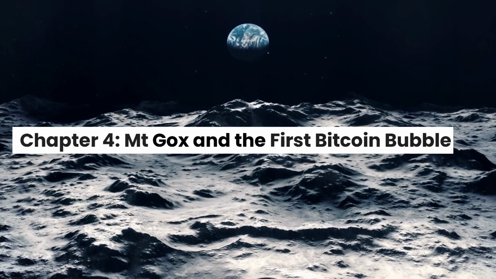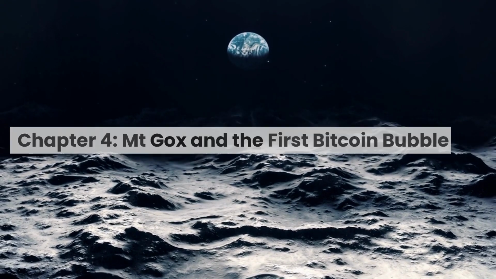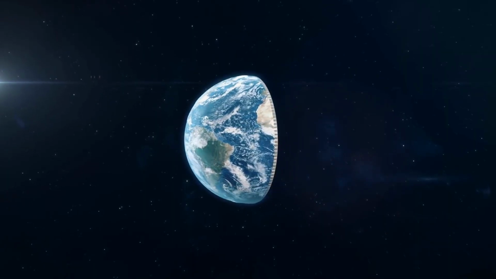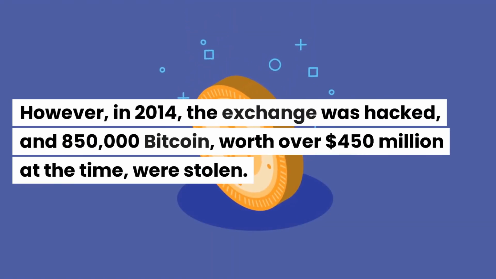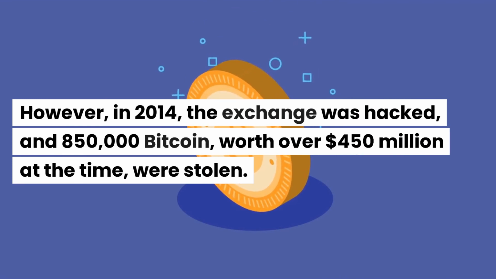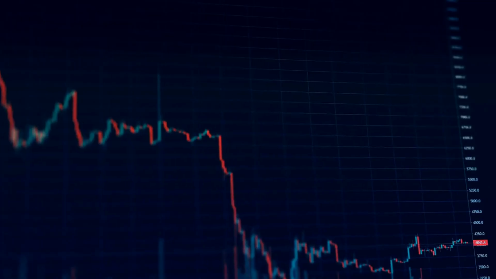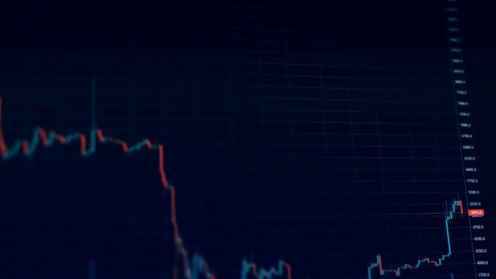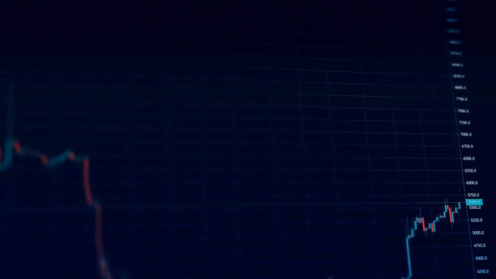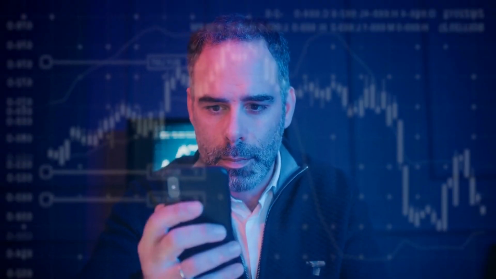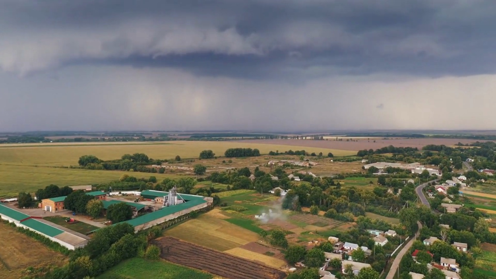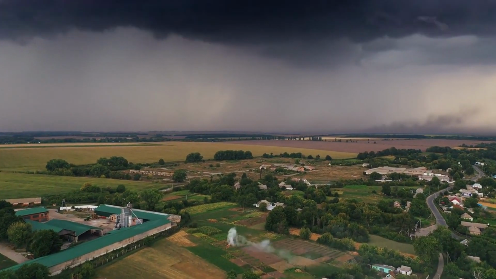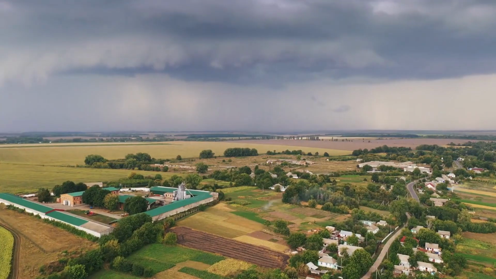Chapter 4. Mt. Gox and the First Bitcoin Bubble. Mt. Gox was one of the first and largest Bitcoin exchanges, handling up to 70% of all Bitcoin transactions at its peak. However, in 2014, the exchange was hacked, and 850,000 Bitcoin, worth over $450 million at the time, were stolen. Mt. Gox filed for bankruptcy shortly thereafter, leading to a sharp decline in the price of Bitcoin. The Mt. Gox hack was a wake-up call for the cryptocurrency industry, highlighting the need for better security measures and regulation. It also marked the beginning of the first Bitcoin bubble, with the price of Bitcoin skyrocketing to over $1,000 before crashing in early 2014.